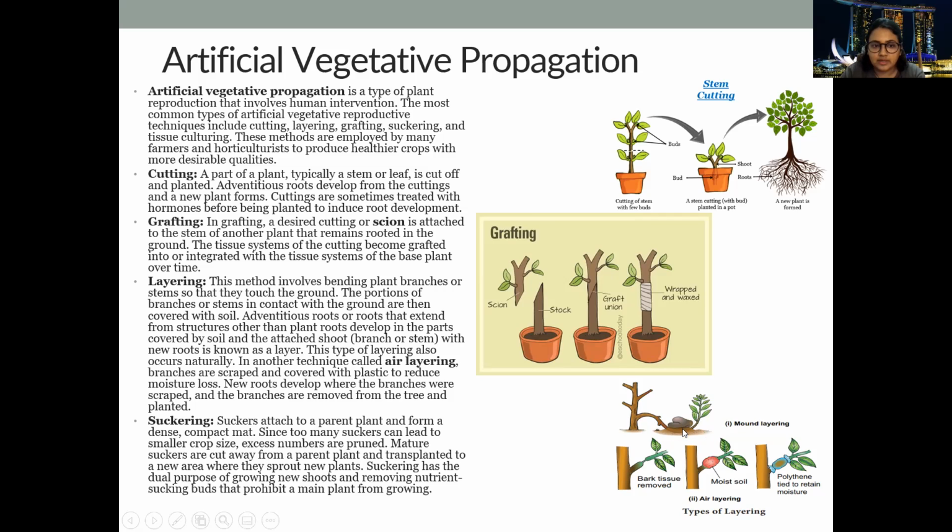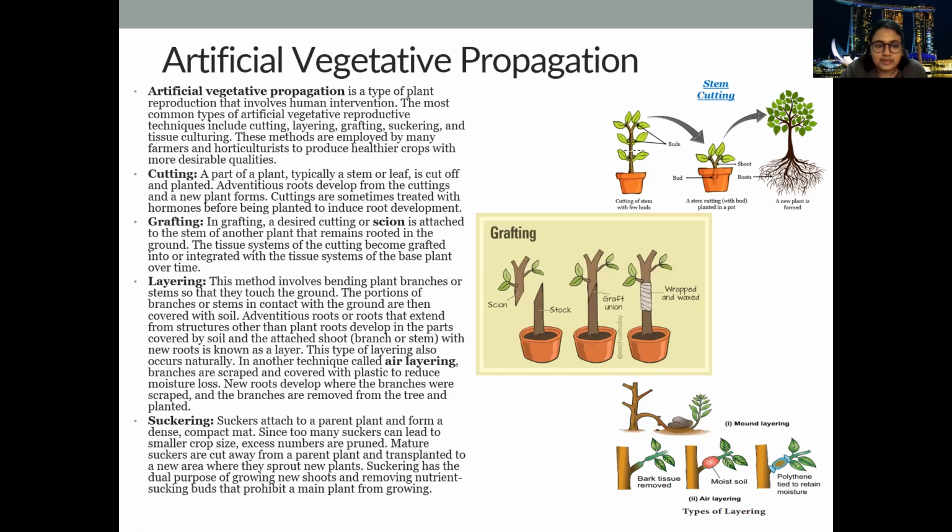What will happen? Adventitious roots will develop, which extend from structures other than the plant root, in the parts of the main stem. Like here also roots are there, right? But here also roots will develop. Do you understand? Got it.